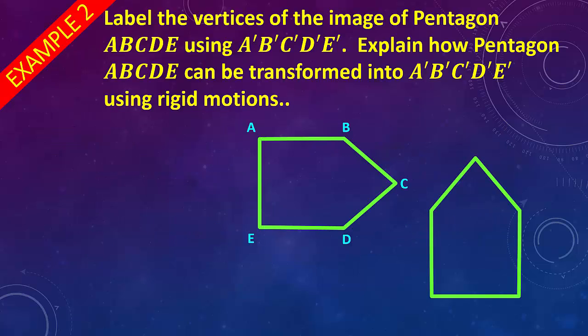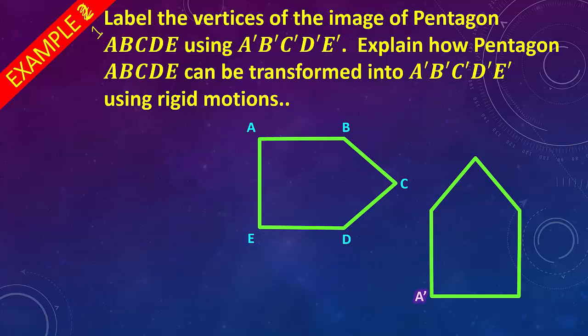What does all that mean? Well, let's take a look at this. So this should actually be example 1. Label the vertices of the image of pentagon ABCDE using A prime, B prime, C prime, D prime, and E prime. And then explain how the pentagon ABCDE can be transformed into A prime, B prime, C prime, D prime, E prime using rigid motions. Alright, so first we're going to say that these two figures are congruent. We've got a pentagon here, 5-sided, labeled A, B, C, D, E, and we need to label this with the same letters but in prime notation.